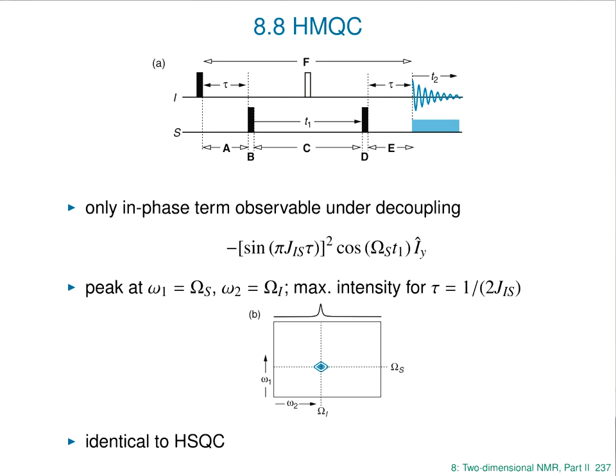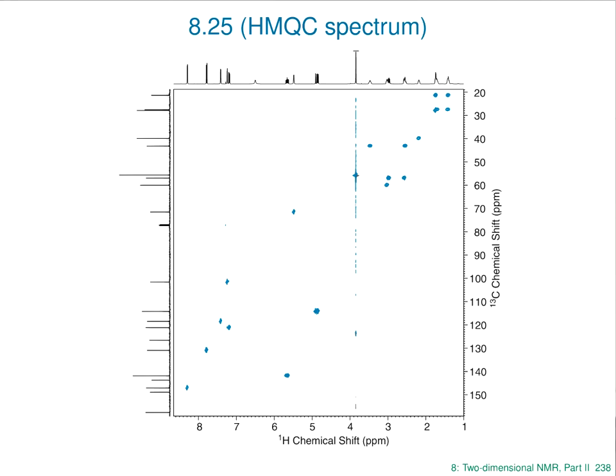This is carbon 13 in this vertical dimension, proton this way, and each one of these peaks is a correlation through a one bond coupling, and you can just pick off the carbon 13 and proton shifts. So this is a very straightforward kind of spectroscopy to do.